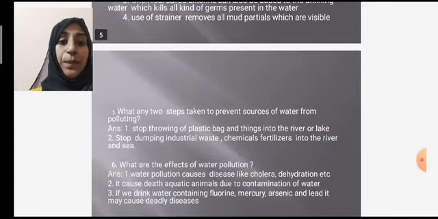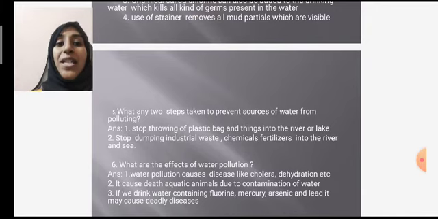Then next question. Write any two steps taken to prevent sources of water from polluting. What should you do? Stop throwing plastic bags and things into the rivers or lakes. This is one prevention. We have to stop throwing all the plastic bags and things into the rivers and lakes.